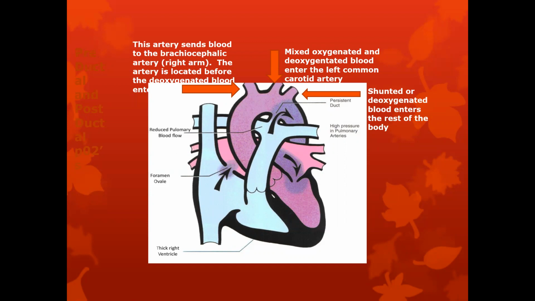So brachiocephalic, brachio is arm, cephalic is head. So brachiocephalic is the first one. The first branch off of the aorta is getting the freshly oxygenated blood from the left ventricle. So the heart contracts, it's going to send the good oxygenated blood into the aorta. So the right side of the head, the right arm, it's going to get the freshly oxygenated blood.